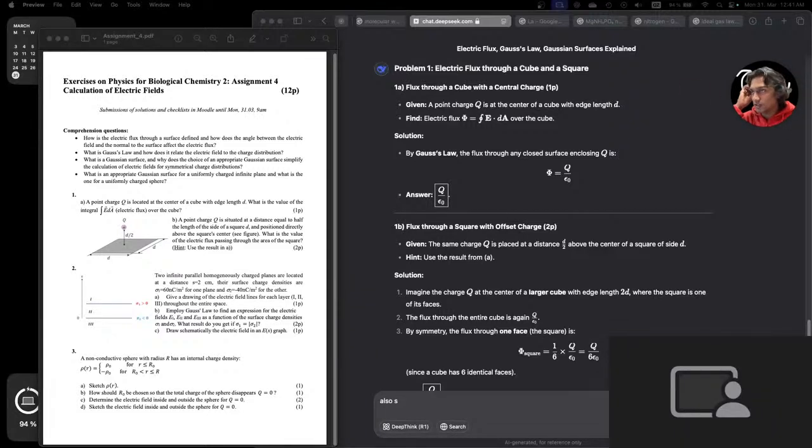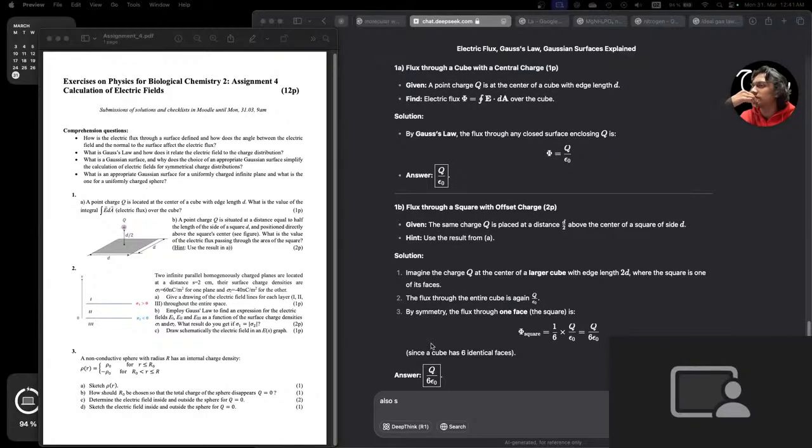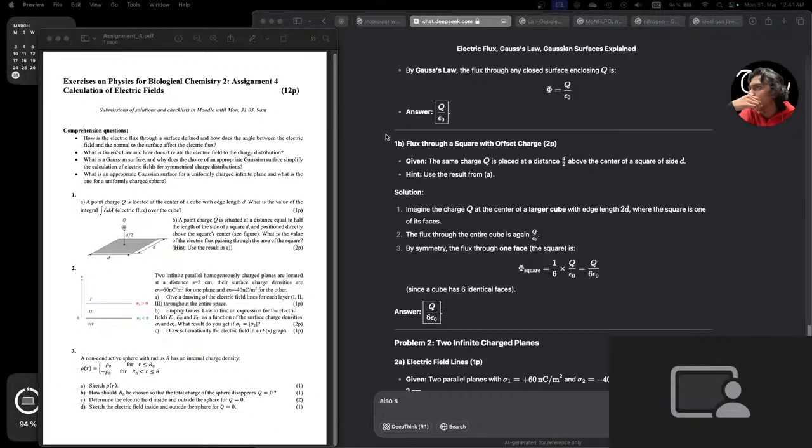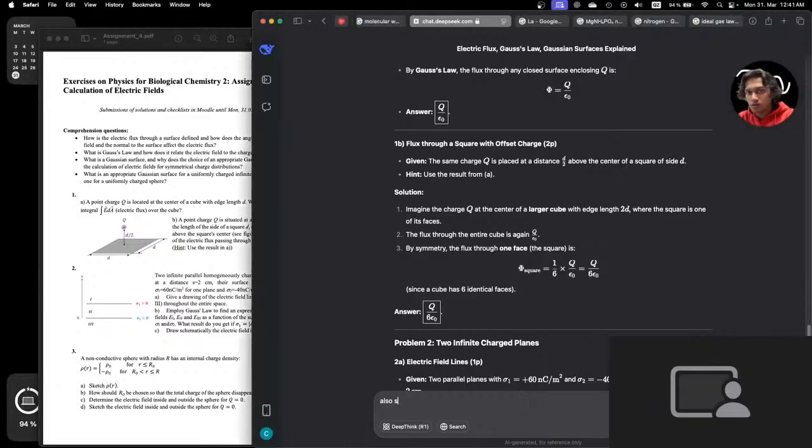I don't understand this part. What? The center of the large square is one of its faces. The flux through the entire cube. Okay. By symmetry, the flux through one face. I didn't get it.